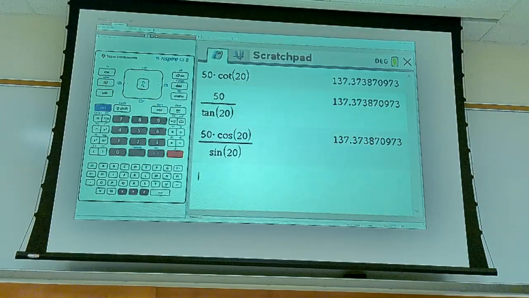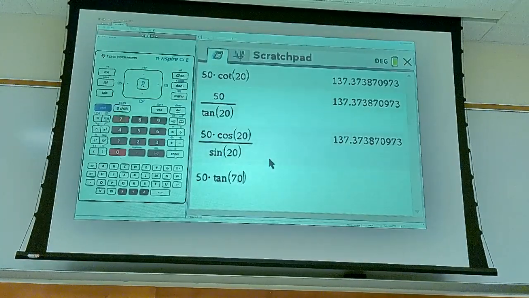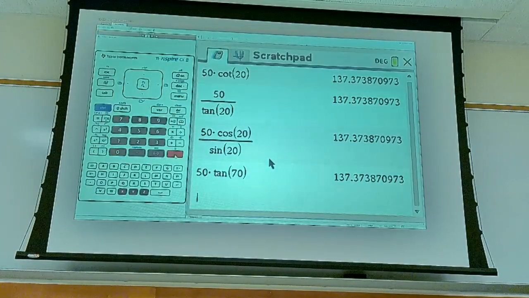Could also do tangent of 70 degrees, right? Using the cofunction identity. So there's some way you can get around it.